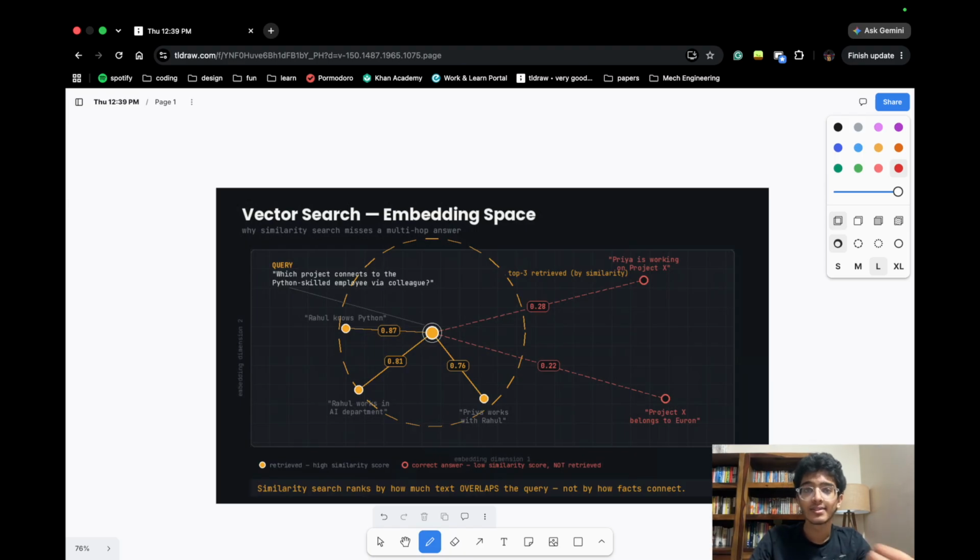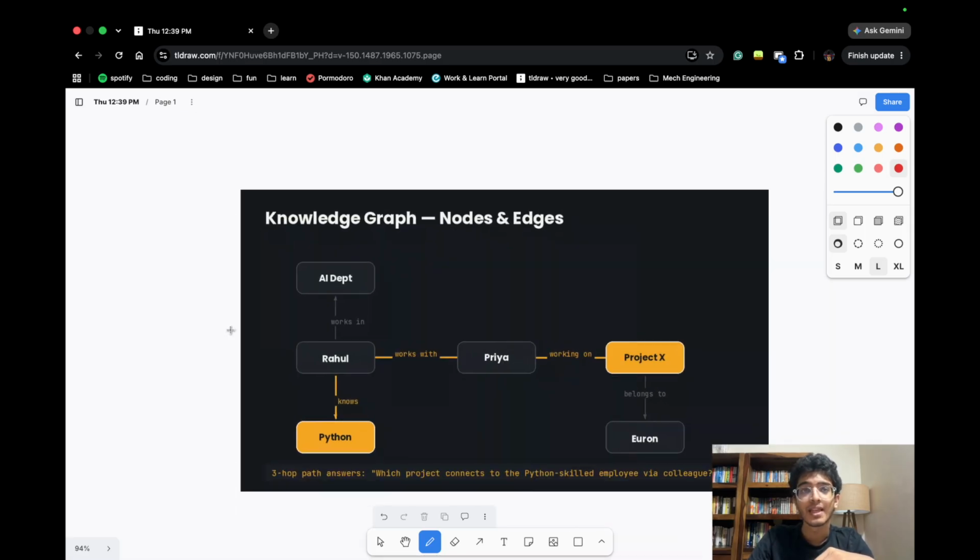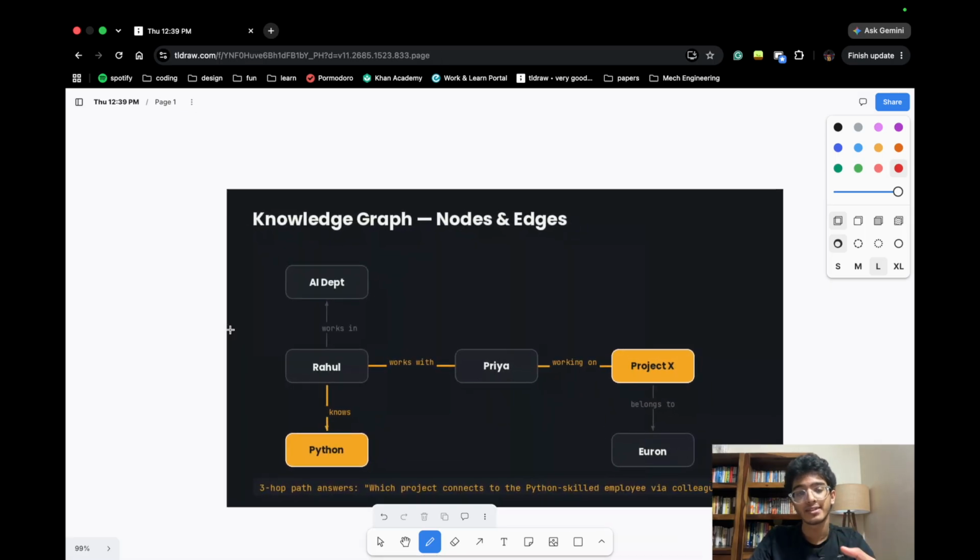Vector RAG is not designed to traverse relationships. It's designed to find similar texts. So how do we solve this, right? We solve it using a knowledge graph. GraphRAG starts from a complete data structure. Instead of chunks of text, you extract structured facts as a graph.